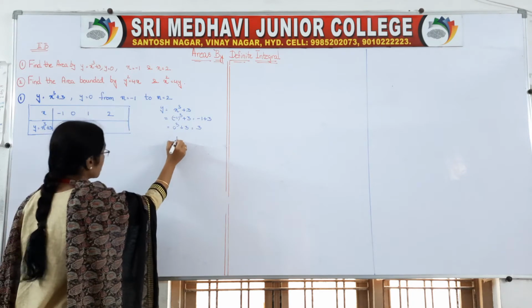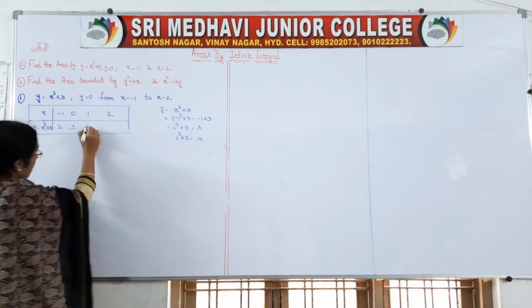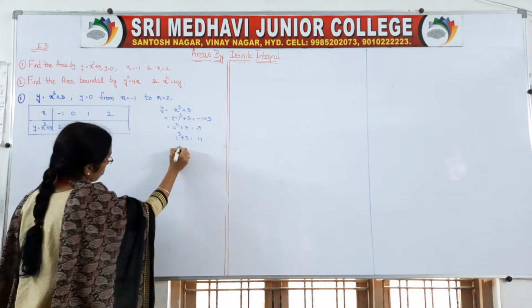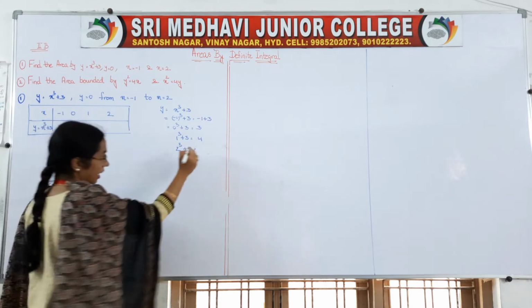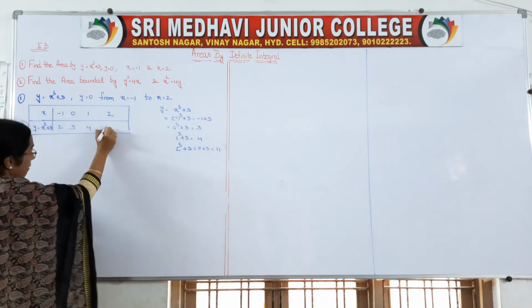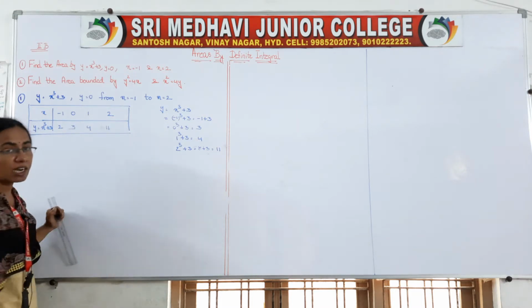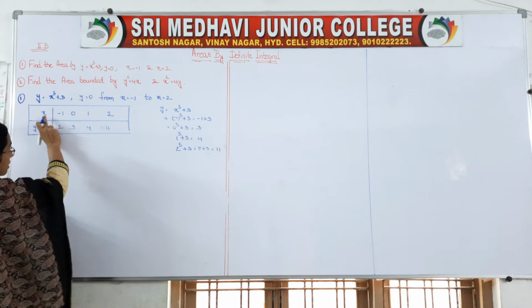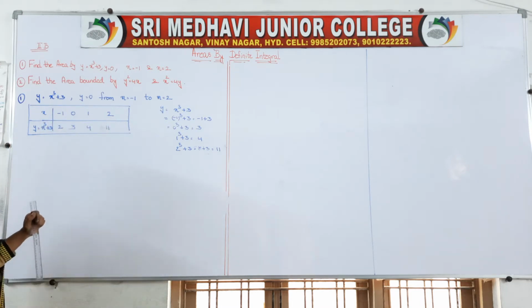Next 1 cube plus 3, right? So 1 plus 3, that is 4. Next 2 cube plus 3. 2 cube: 2 twos are 4, 4 twos are 8. 8 plus 3 is equal to 11. Okay, so this is the table. Once we got the table, we have to construct the diagram. So on the x-axis minus 1, 2. On the y-axis 2 to 11.